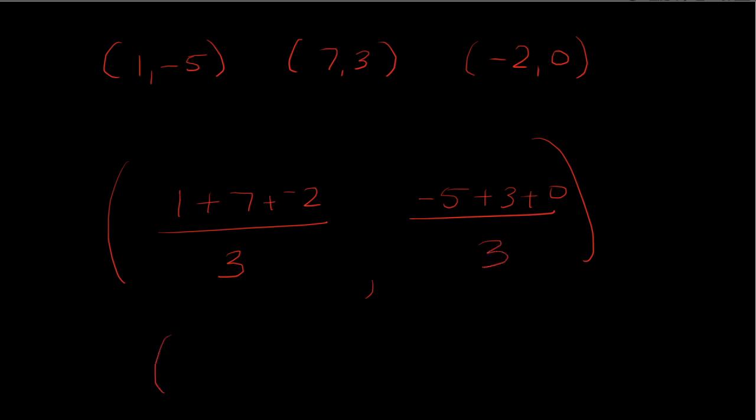So we have 1 plus 7 is 8, plus negative 2 is 6. 6 divided by 3 is 2. Negative 5 plus 3 is negative 2, plus 0 is negative 2, and we're going to divide that by 3. So my centroid is at the point 2 comma negative 2/3.